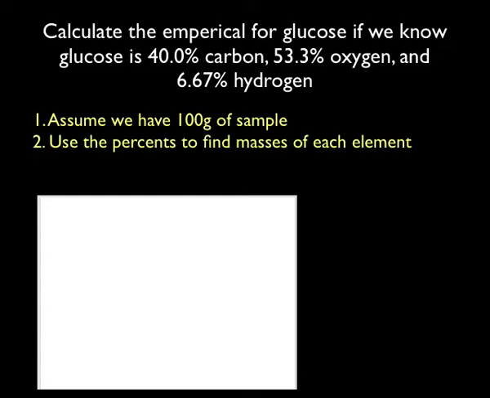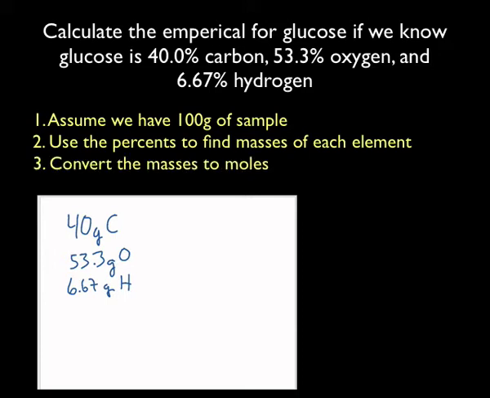If we turn those percentages into masses, 40% of 100 grams tells us we have 40 grams of carbon. We have 53.3 grams of oxygen, and we have 6.67 grams of hydrogen. The next thing we do when we have these masses is we need to convert them into moles. The empirical formula is a mole ratio, so we need to convert these to moles.